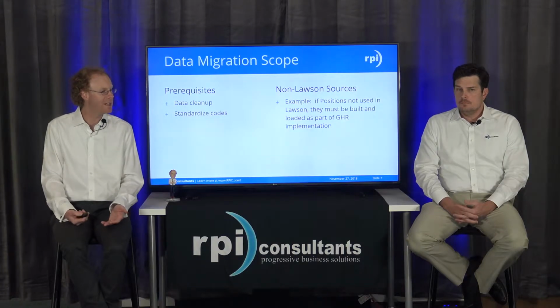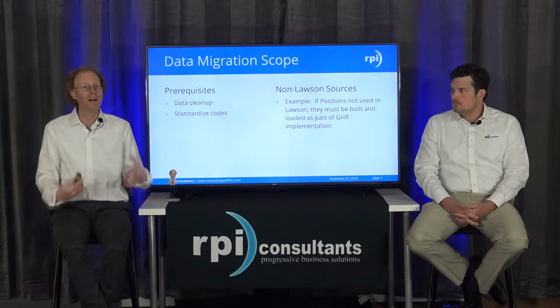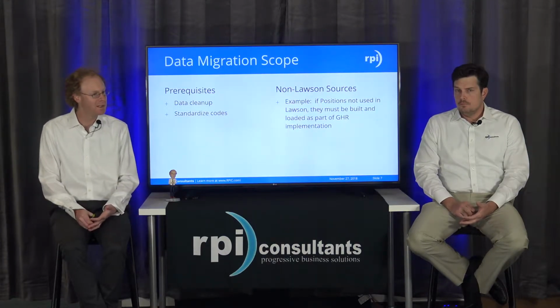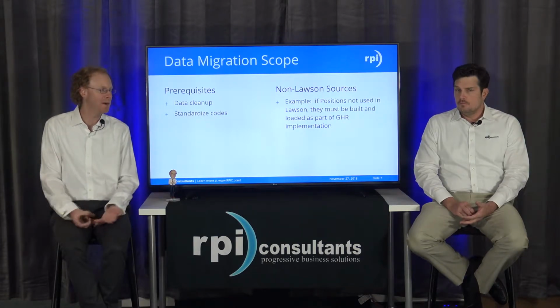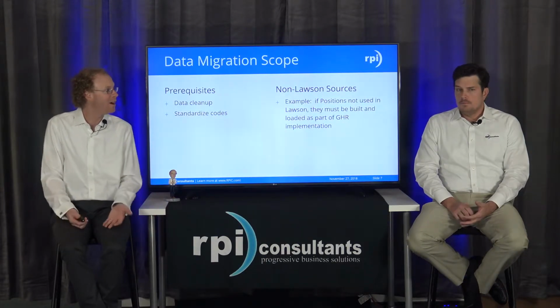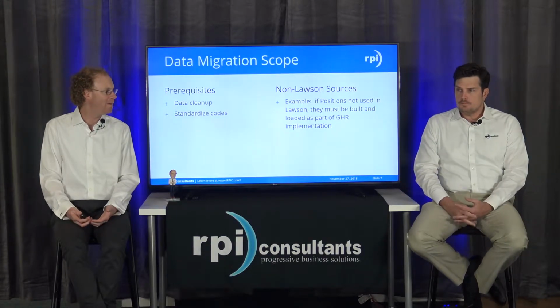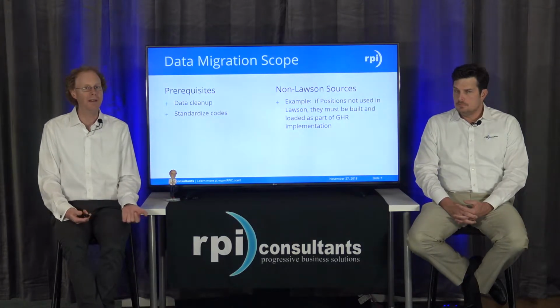Right. And then just another consideration as part of our data migration scope is we might have data that's not stored in Lawson today that has to become part of each and every data migration pass. That might be, say, something like positions, which might be a new type of structure. Perhaps positions aren't required in Lawson HR, perhaps we're not using them in Lawson HR, but they are required for global HR, so they get created and maybe built offline and then converted in as part of a pass.